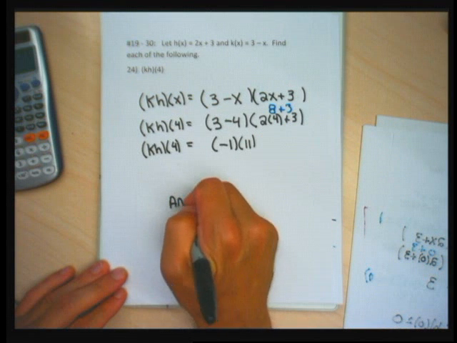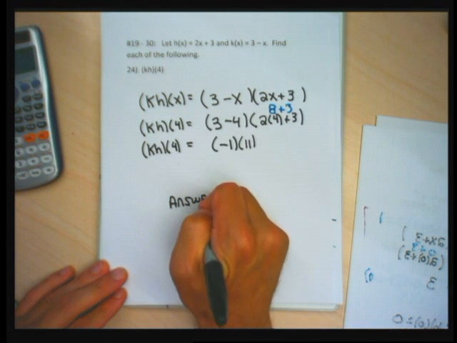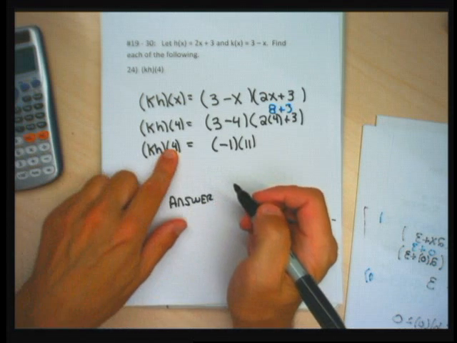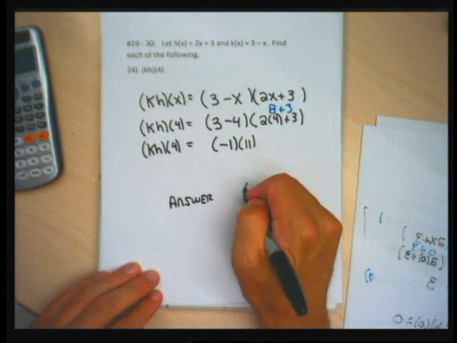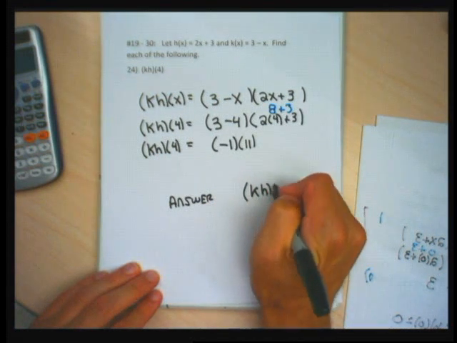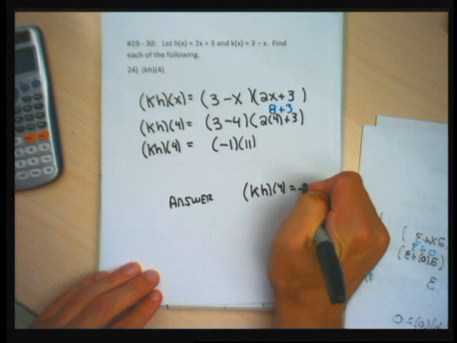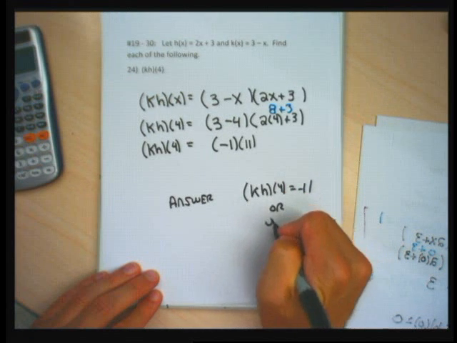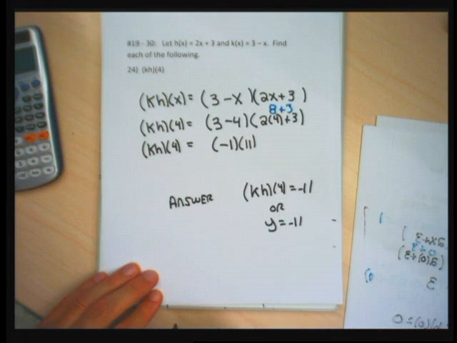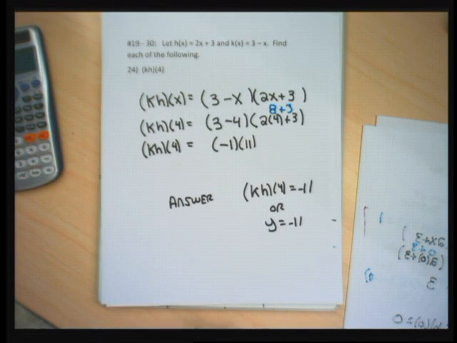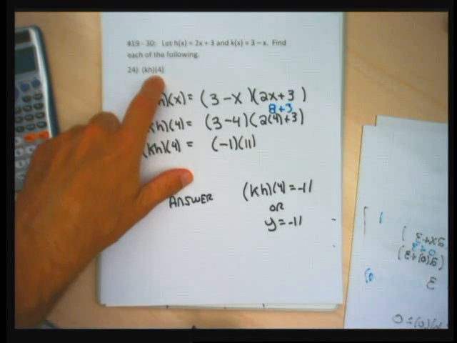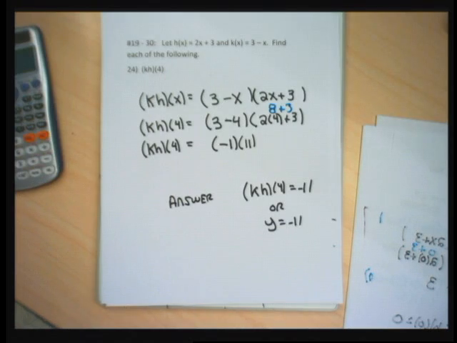So my answer can't say x equals, well, I could say x equals 4 because that's what it equals, but my answer could either be k times h of 4 equals negative 11, or I can say y equals negative 11. And if you wrote x, you'd have to say x equals 4 because x is a number inside the parentheses.